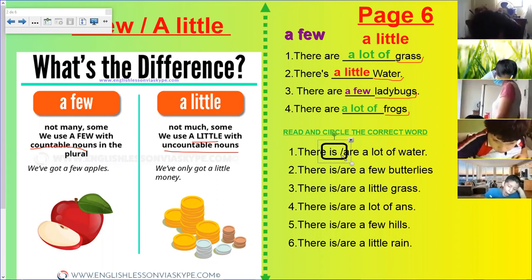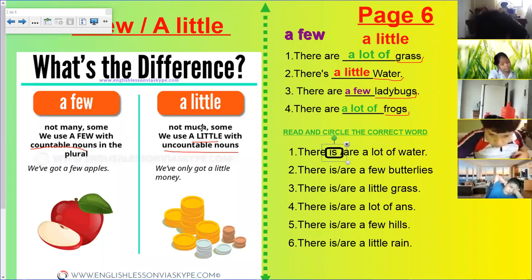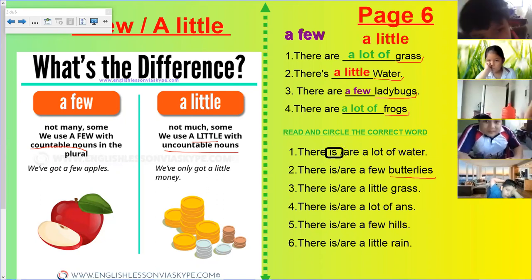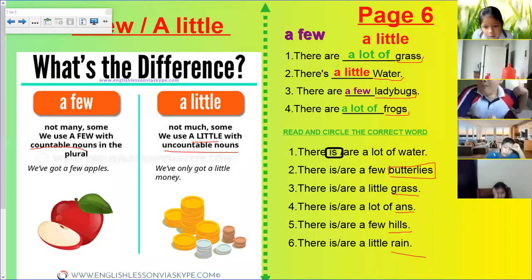Okay. Number 2. Who wants to help me with number 2? Maybe Alicia. Number 2. Butterflies. Look, is it singular or plural? Butterflies. There is or there are? Very good. There are butterflies. A few butterflies.